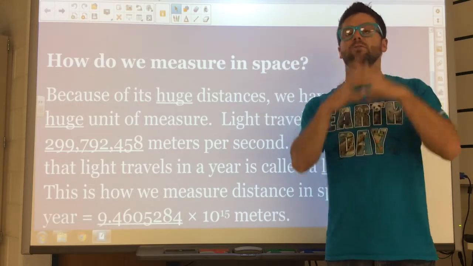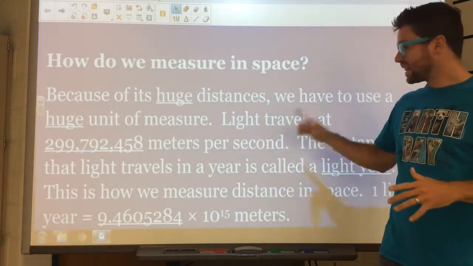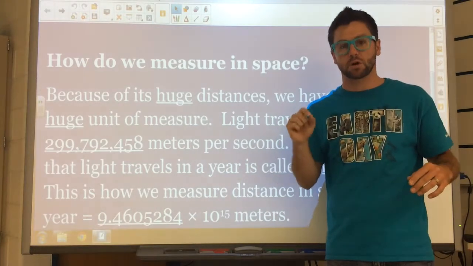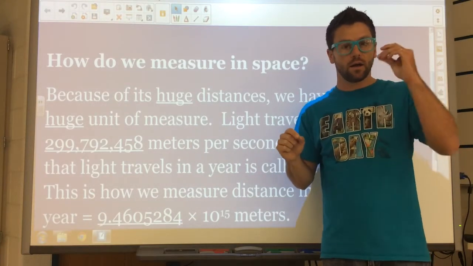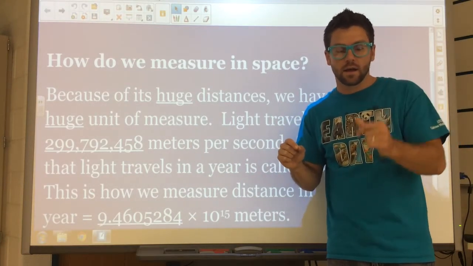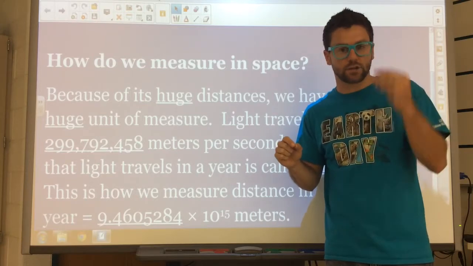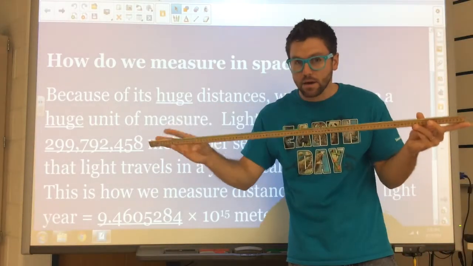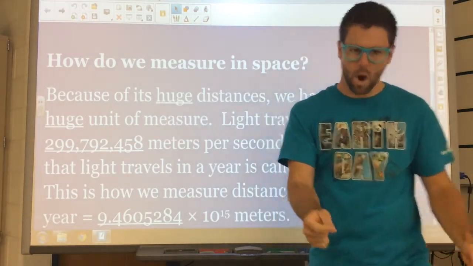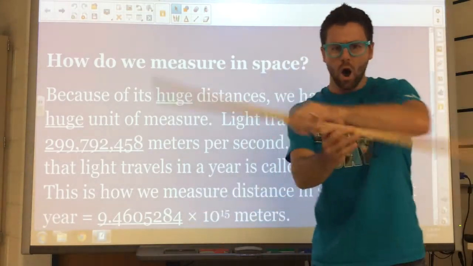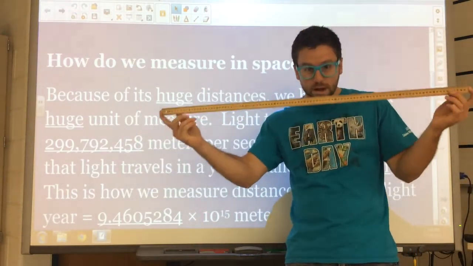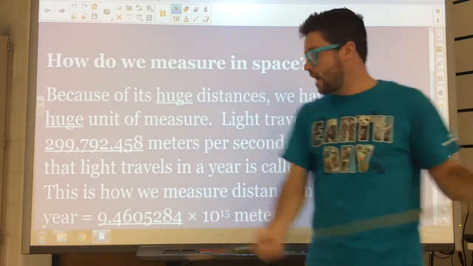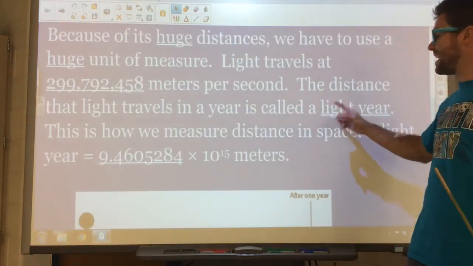So if we break that down per second, light can travel at almost 300,000 kilometers per second. So every snap, light traveled 300,000 kilometers, right? And what is a meter? One of these. Whoa! 300,000 of these every second light can travel. That's pretty far, right? So if we talk about what it is in a year, right?